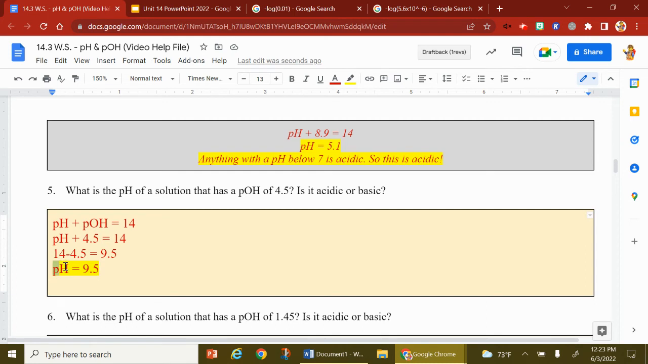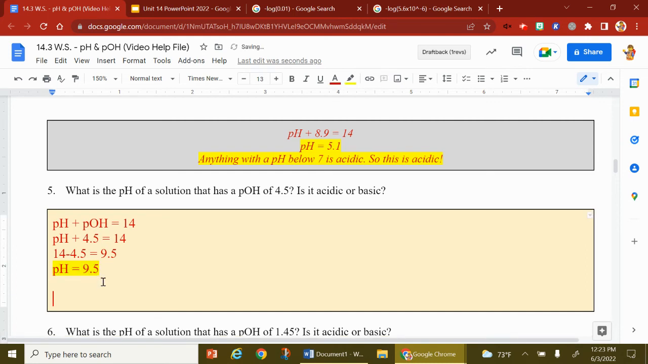All right. It's greater than 7, so this is a basic solution. Basic.